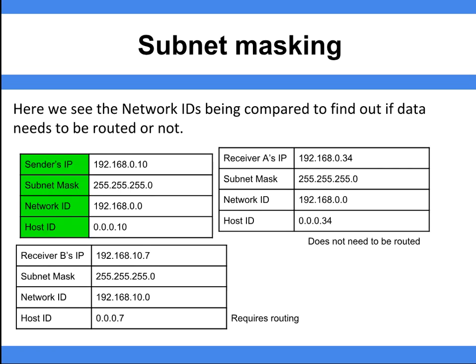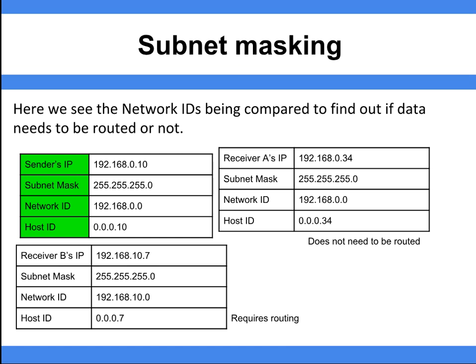Now what we can then do, as we see in this demo, this illustration of it, is we can compare that to the network IDs of receivers. So if we look at the first one, receiver A in the top right, if we apply the same principle, so we take the receiver's IP address and the subnet mask, and we do that same operation to produce a network ID, we can see that it's the same as the network ID that we've calculated for the sender.